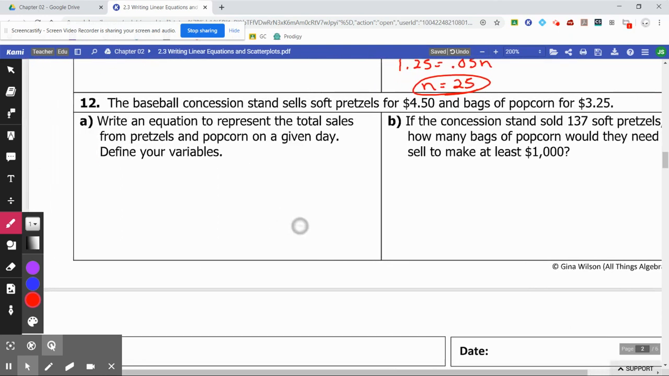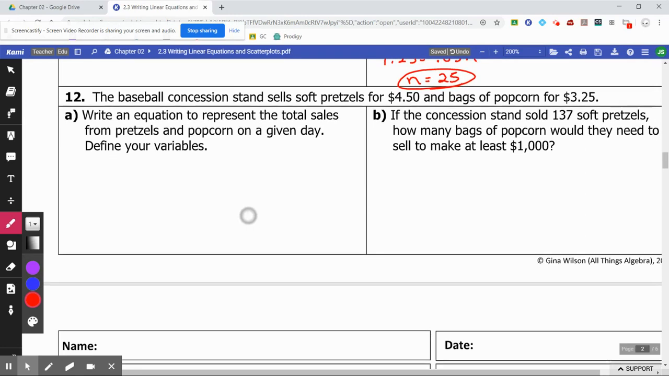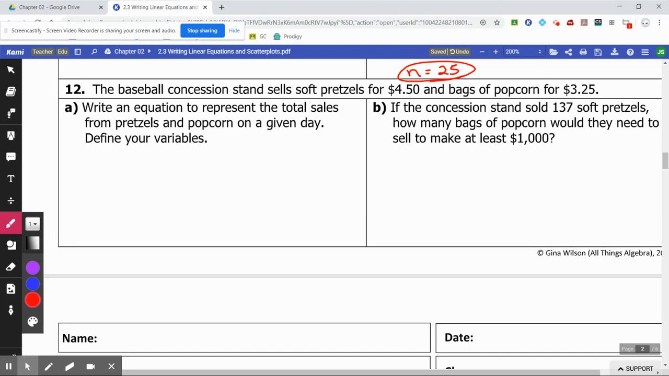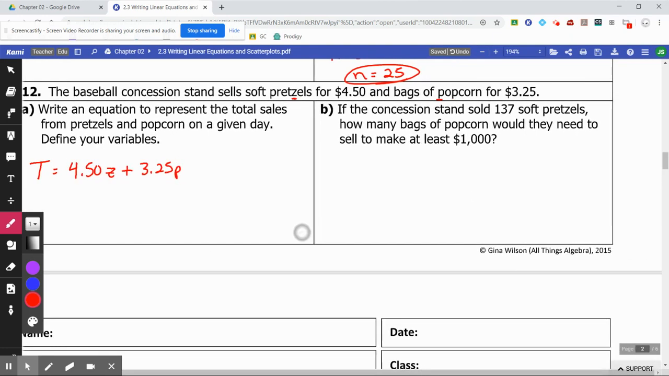Okay, got a couple more. The baseball concession stand sells soft pretzels for $4.50 and bags of popcorn for $3 1/4. So we'll do a Z for pretzels, and we'll do a P for popcorn. So therefore, let's see, write an equation that represents the total sales. So total sales from pretzels and popcorn for the given day. The pretzels are $4.50 a piece, so $4.50 per pretzel. Plus, you're going to get $3 1/4 for each bag of popcorn. Again, we let P be the popcorn, Z be the pretzels.